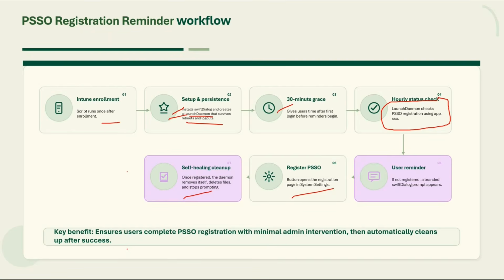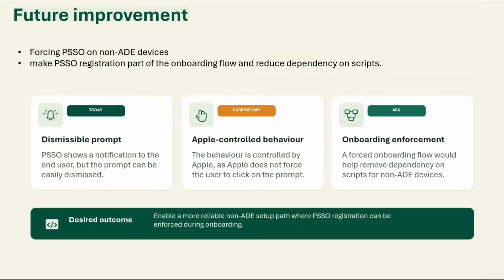You can customize that in the screen after Intune enrollment, and it periodically checks the Platform SSO registration status using the app-SSO command, and then reminds the user that the device is not registered, giving that pop-up prompt, and then automatically removes everything once the PSSO registration is done. So again, a cool little trick which you might want to deploy if you're seeing that a lot of end users are not going through the PSSO registration, even if the admin has deployed the PSSO profile and the devices are not ABM enrolled. All right.